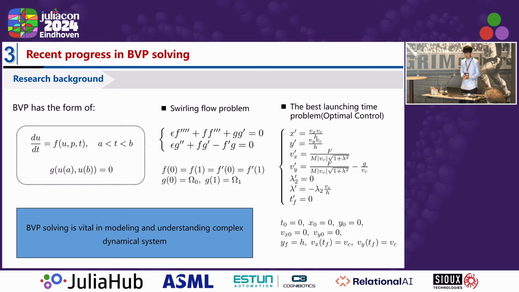Boundary value problems are a very important kind of mathematical model, playing an important role in physics and economics, etc. A boundary value problem is actually an ODE, but with some more constraints across the whole time interval. Classical examples are the swirling flow problem and the bang-bang launching problems in optimal control. All of this is just solving large boundary value problems.